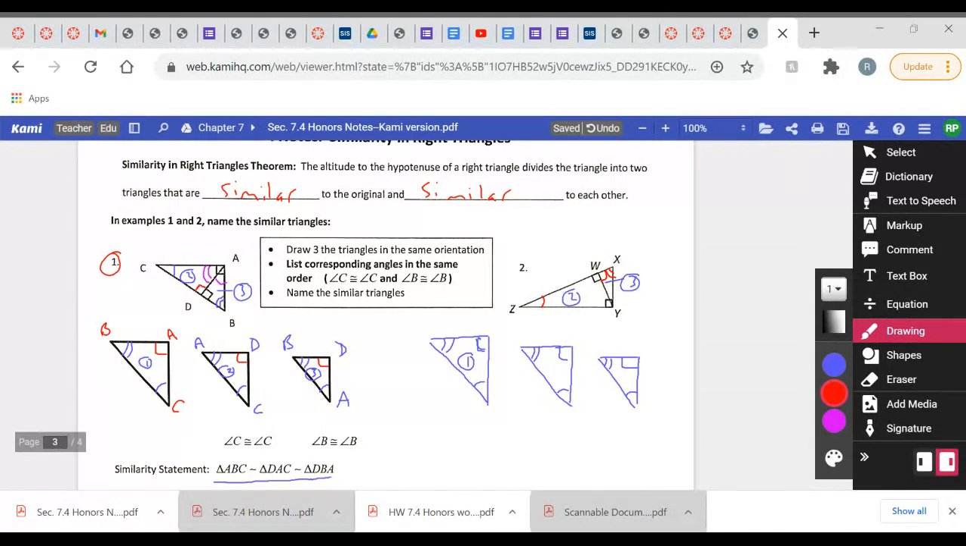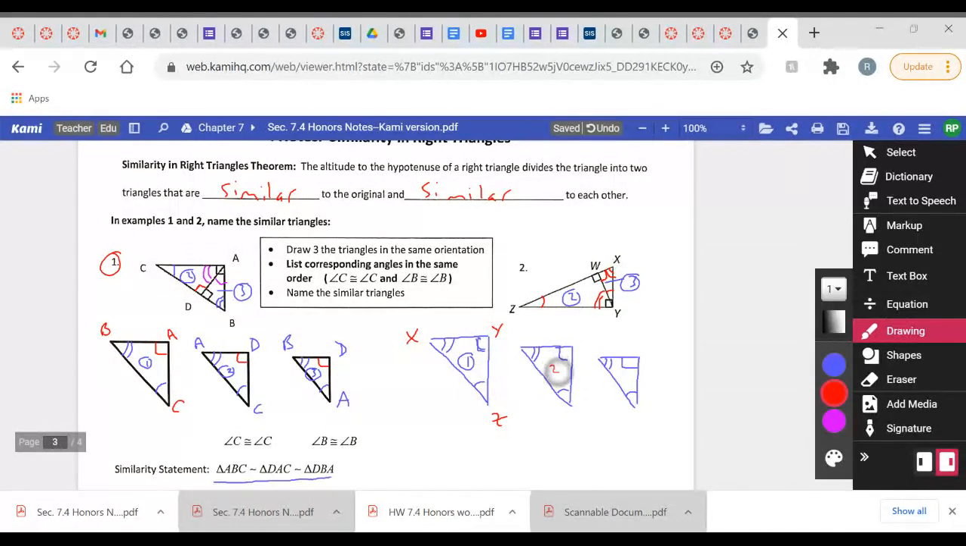Now, if we look at the main big triangle 1, XZY, we can see it has a 90, a 1 mark, and a 2 mark. So we know the medium triangle 2 needs a 90, 1 mark, 2 mark. And we can see that angle 3, the little triangle, has a 90 and a 2 mark. So now it needs a 1 mark. Okay. So if we come over here and label our triangles, we can see the main big triangle 1, its 90 is the Y, its 2 mark is the X, and the 1 mark is the Z.